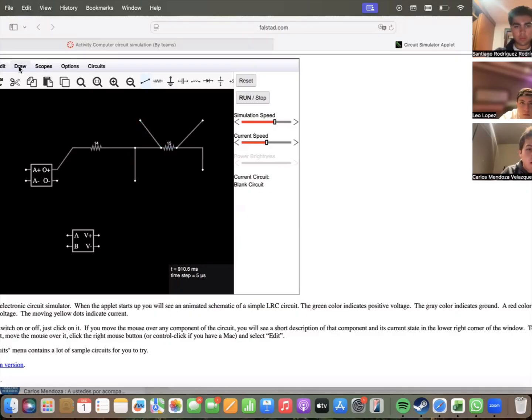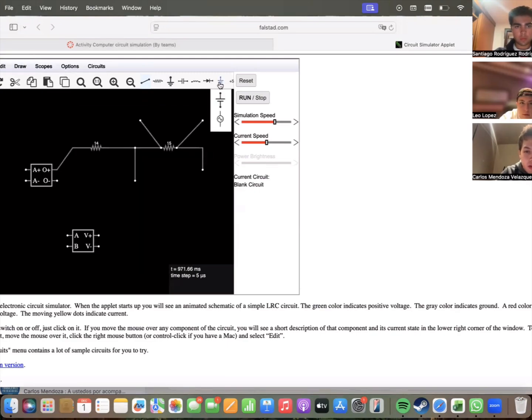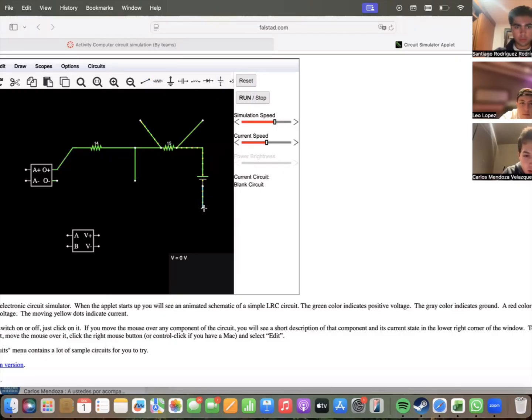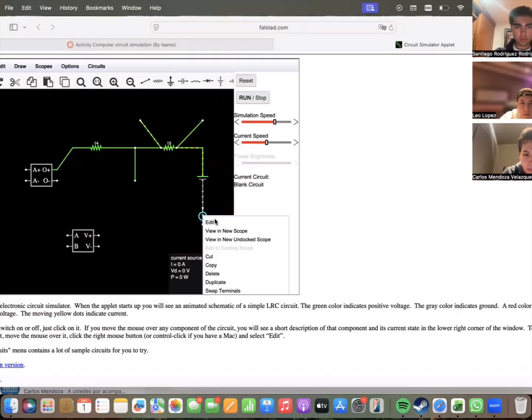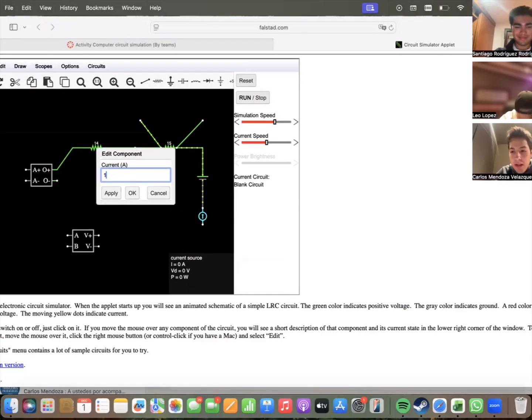Okay, so now I'm going to need a voltage source. The voltage source is right here. And we continue with the wire. Now I'm going to need also a current source, and we get it from here, inputs and sources, and we get a current source. It has to go upwards, and this one needs to have a value of 2 amperes.